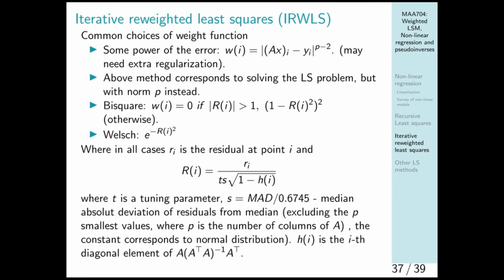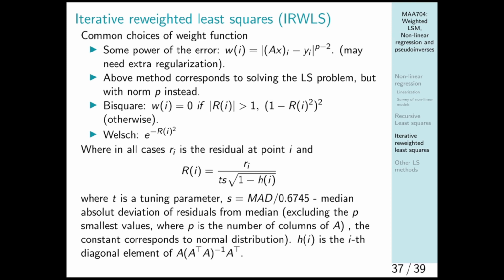Now, the weight function is usually chosen among one of these. Namely, we use a power of the error here, the norm of the observation y, to the power of p minus 2, but this is only if we're working with norm p. Otherwise, you'll probably use the bi-square function, w(y) equals 0 if the r of y is greater than 1, and otherwise we give it like this. This is going to be always between 0 and 1, because this is between 0 and 1 in itself. And another option is the Welsch weight function, which is exponential of minus r_i squared. In all cases, r_i is the residual at point i, and this function r_i is calculated in this way.